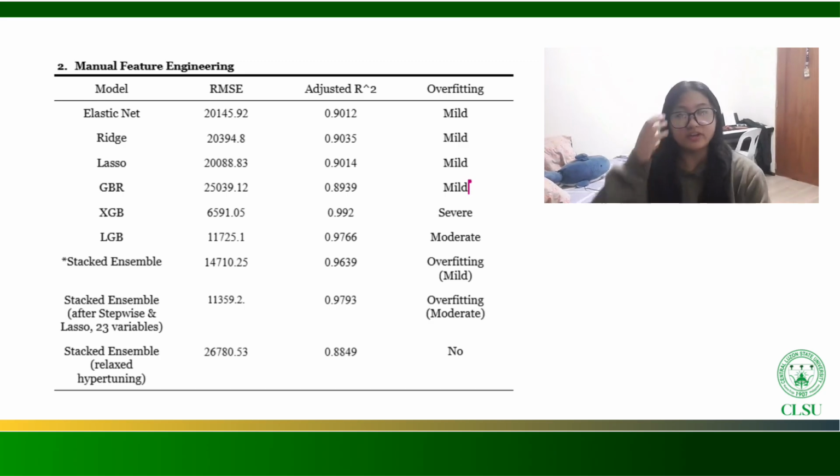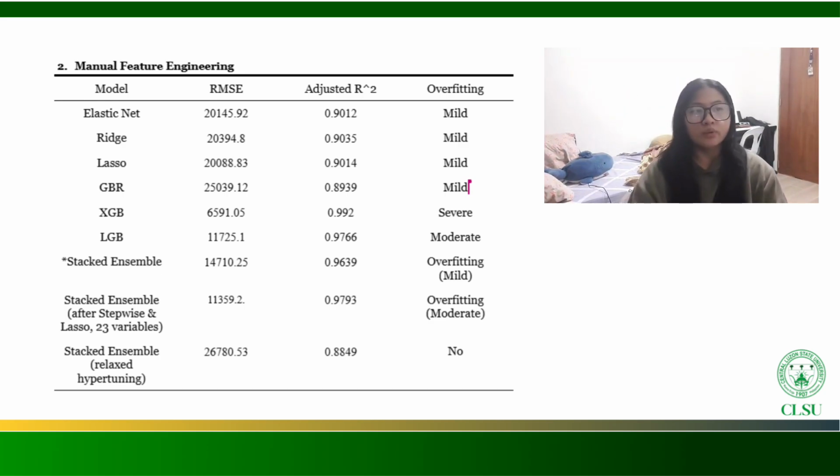For the manual feature engineering section, to assess overfitting, validation RMSE was compared with training RMSE, with differences of 1,000 to 4,000 considered mild, 5,000 to 15,000 moderate, and above 15,000 to be severe signs of overfitting. All RMSE values were scaled back to the original price scale for easier interpretation. The LightGBM model showed strong predictive performance but substantial overfitting. The stack ensemble proved the most balanced, achieving an adjusted R-squared of 96.39% and an RMSE of 14,710.25.